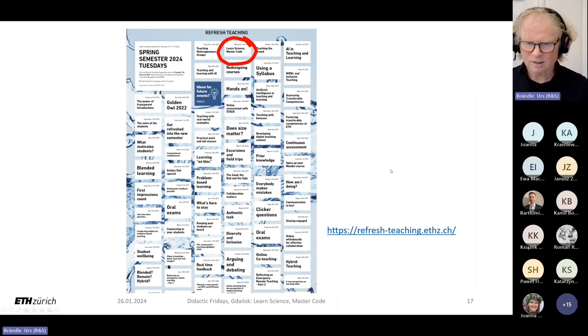What's another way of doing it centrally, of bringing the information around centrally, is something called Refresh Teaching, which is organized by the Central Teaching and Learning Unit. And there in November, we had an input with the same title, but it was not so much on curricular development, but much more on Jupyter notebooks themselves. If you want to know what happens there, it's I think bi-weekly during the semester. All the contributions are recorded. They're mostly in English, and it's really accessible under this URL.